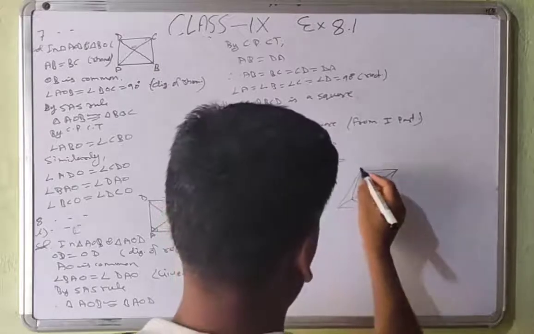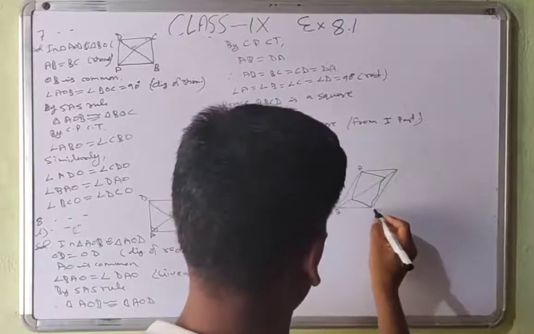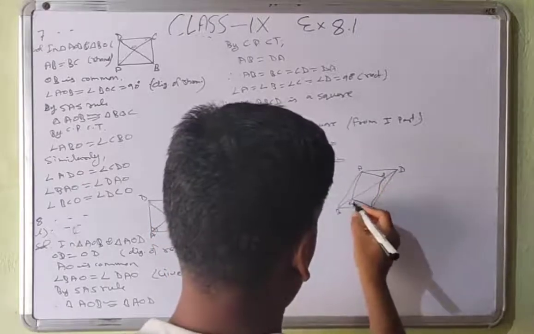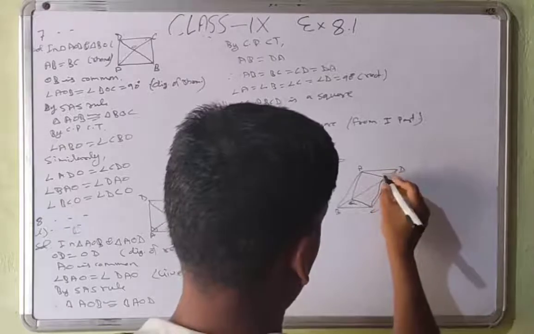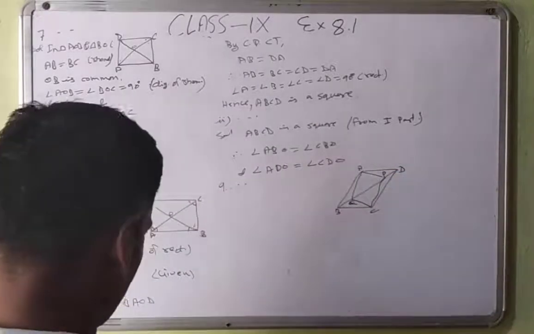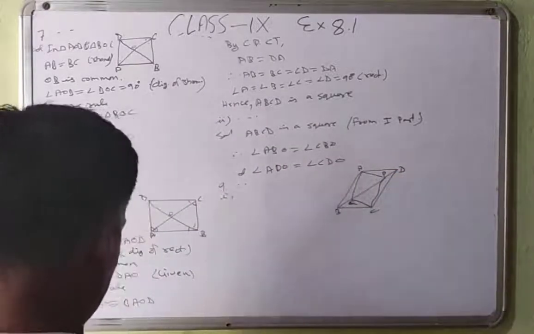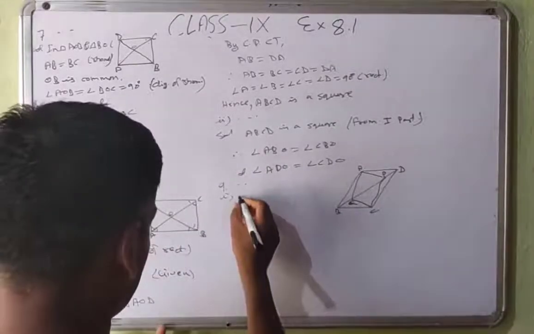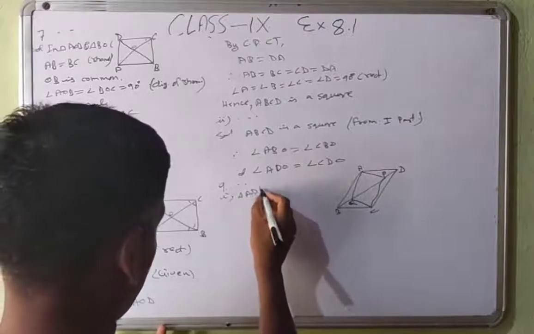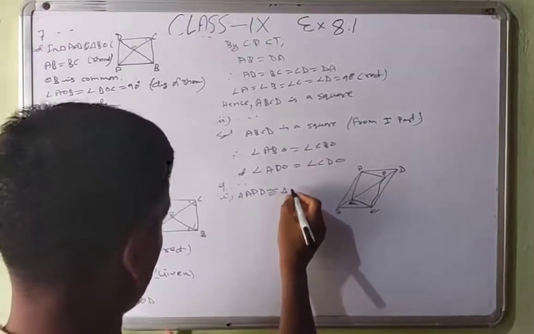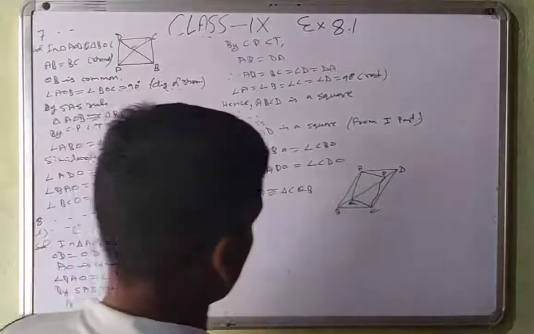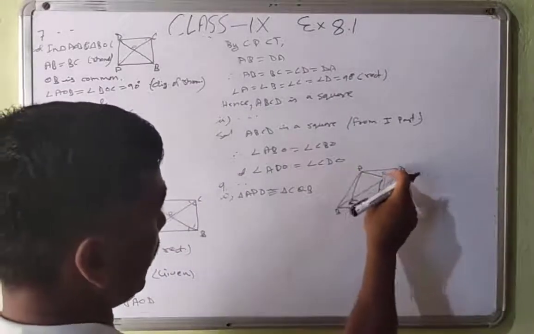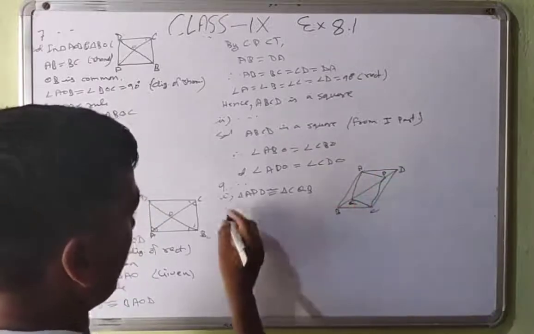Okay. A, B, C, D, P, Q, that is PQ. Now that first part is triangle APD congruent triangle CQB. APD, it means this triangle and this triangle. We need to prove that.